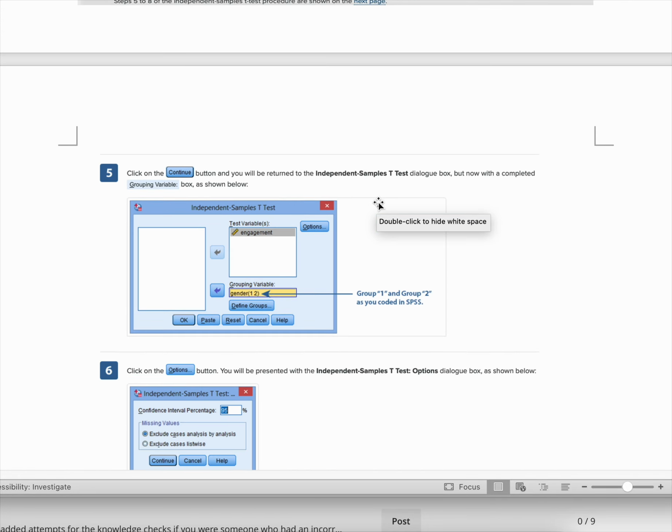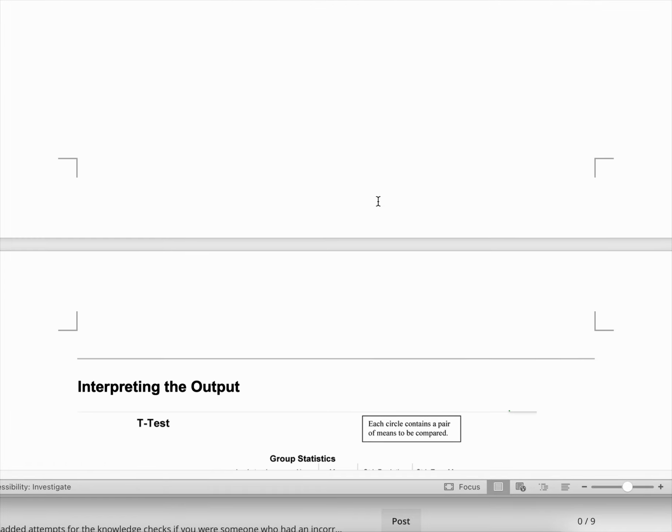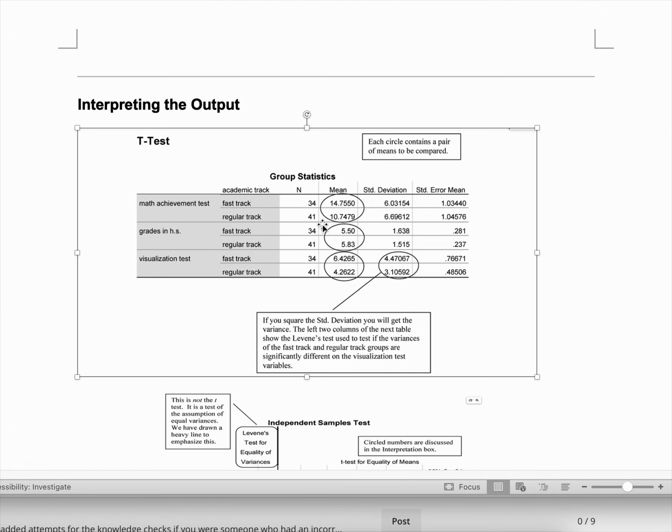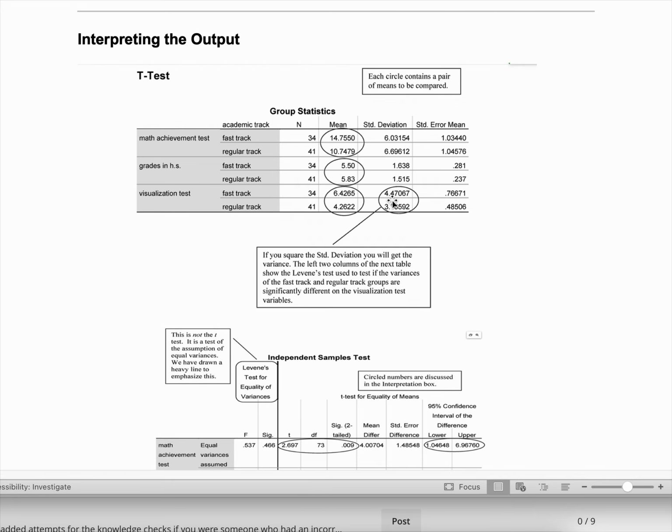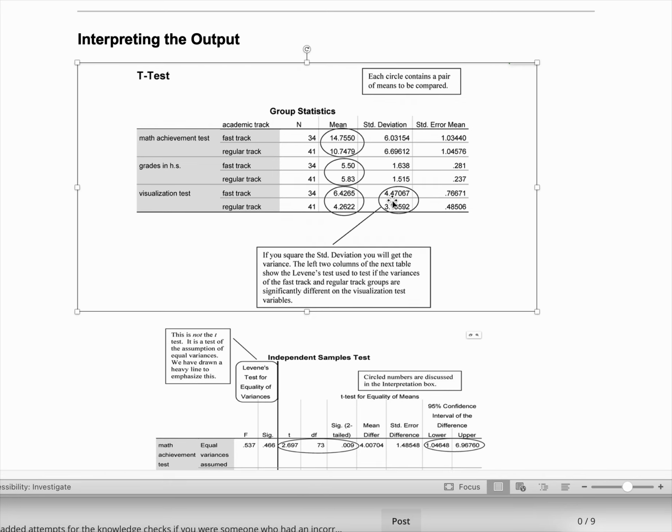And it's kind of going to give me quite a few output tables. So I'm going to get a lot of information. So I get my group statistics table. And so what I'm looking at here in the group statistics is it's giving me the mean of each of these groups. It's giving me the standard deviation. And then I can calculate the variance if needed from this, or I can run additional descriptive statistics.